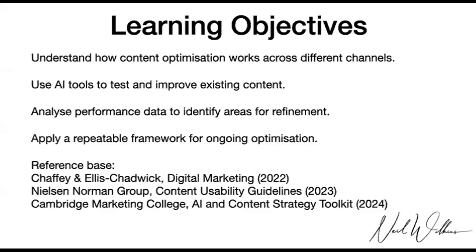So we're going to look at AI tools to test and improve your existing content, and then look to be able to analyze the data that comes out from using these tools to identify areas for refinement. And you'll always hear me talking about this phrase, continuous improvement. You don't just do content optimization the once. This is an ongoing thing.